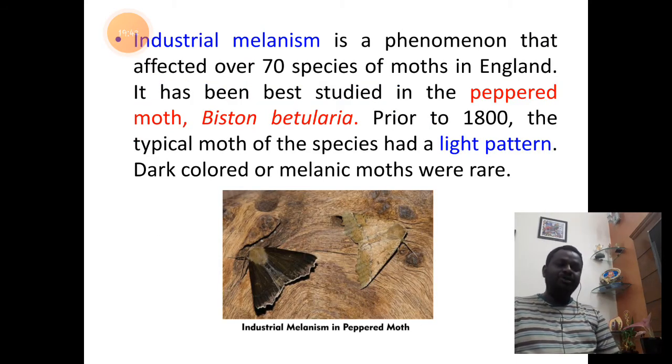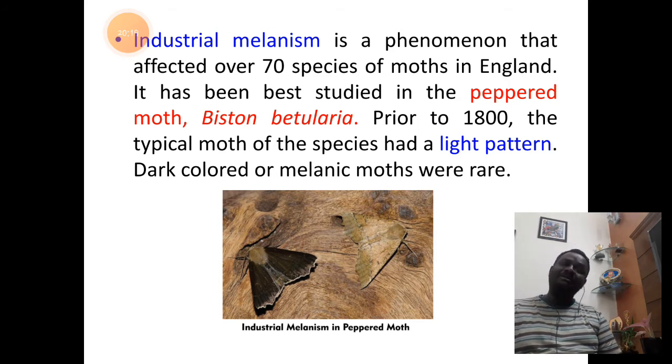A few classical examples to cite are, number one, industrial melanism in the peppered moth. This is a very classical example related to natural selection, students. Try to understand it. Prior to the 1800s, in England, there existed a peppered moth called Biston betularia, which was very light colored, and at the same time industries were also fewer in number during those days.